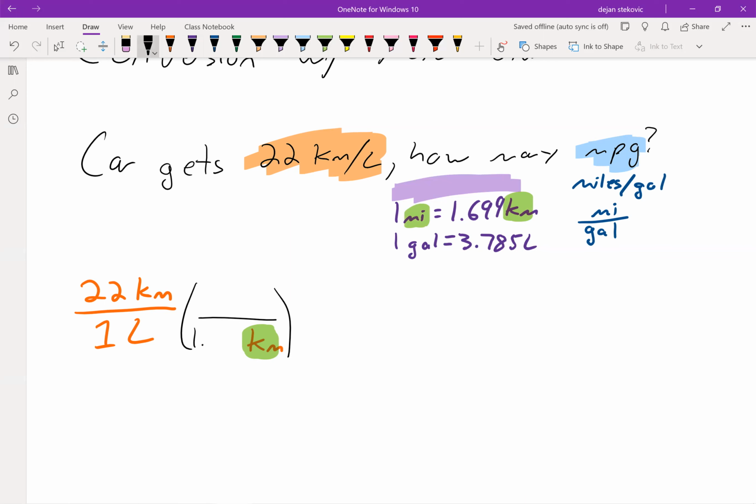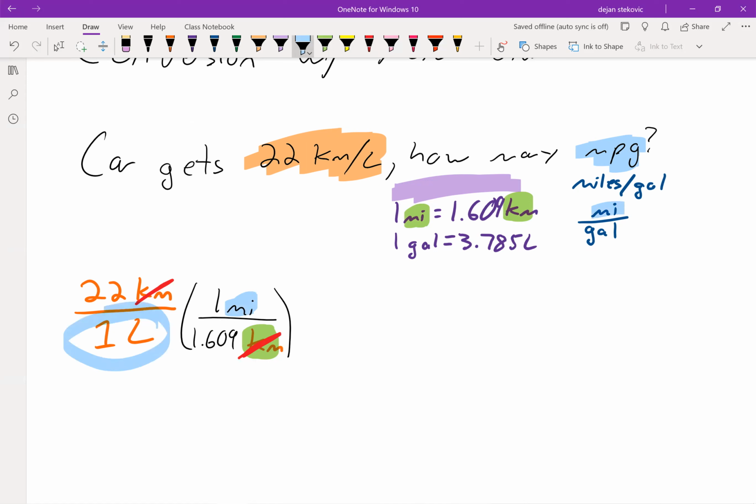With the km, it goes 1.609. Oh, whoops, my bad, that's 609. I copied that from my notes incorrectly. And then on the top just goes 1 mile, right? And so then we cancel those units out. Right, the km cancels out with the km, and now in my numerator I have miles, which is exactly what I want. So I am done with my numerator.